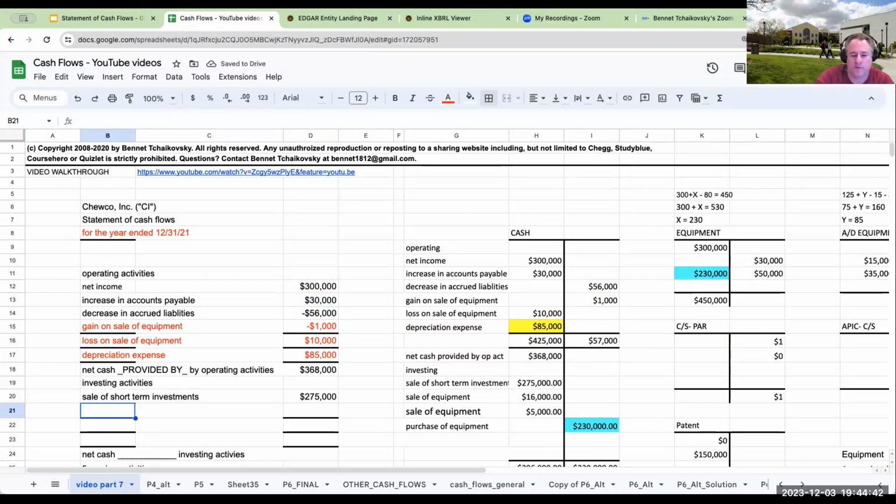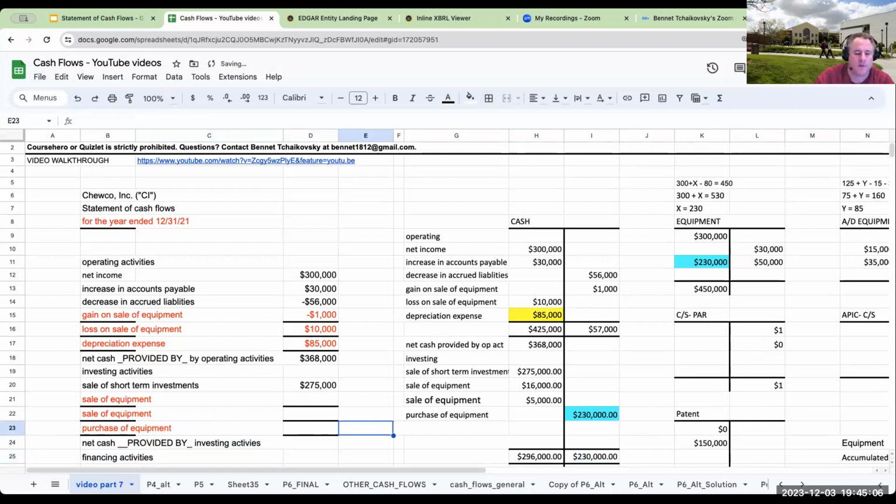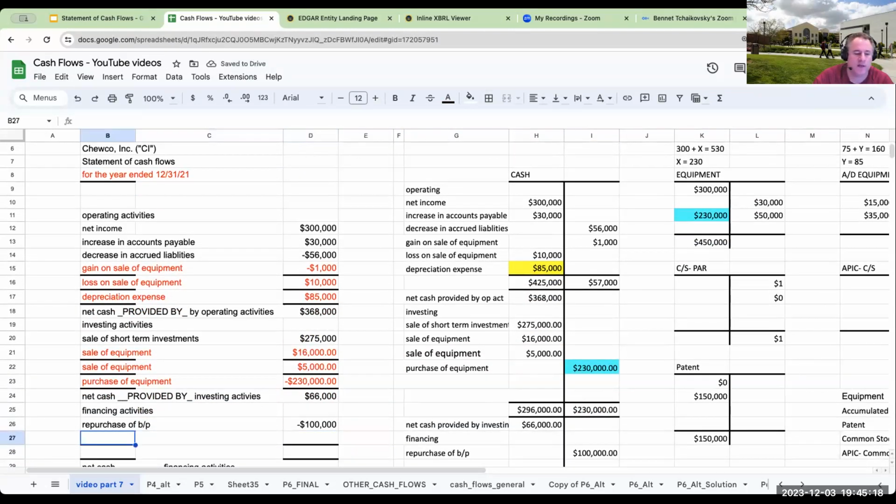For my sale of short-term investments, I already have that at 275. Sale of equipment, I need to list these out separately. Purchase of equipment. This is going to be net cash provided by investing. So my sale of equipment is going to be 16. This is going to be 5. The purchase of equipment, because it's a credit, will be a negative amount. So I'm adding up these four amounts, and I get 66,000, which is what that is.